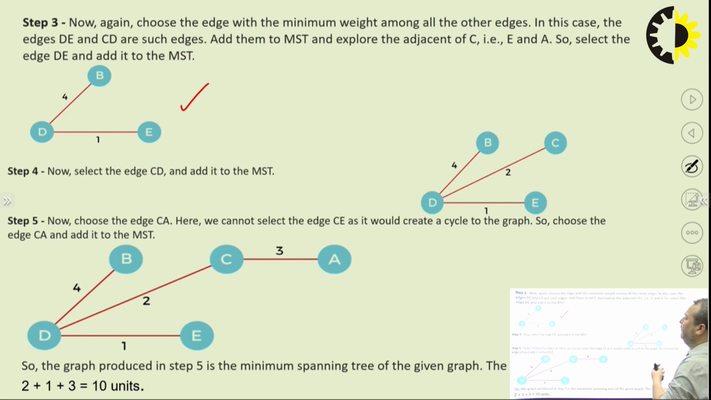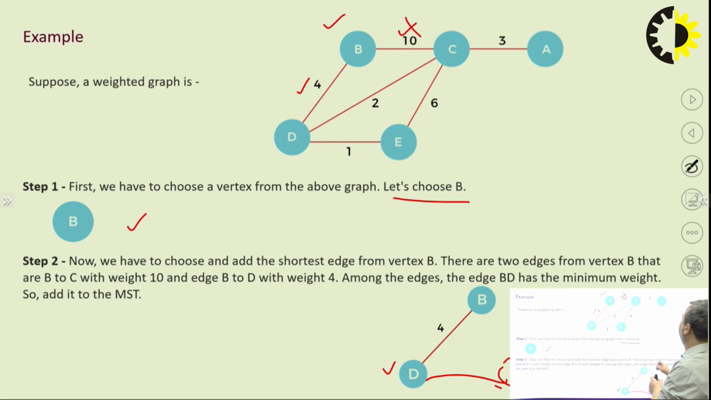Now we have 3 vertices: B, D, E. From B we have already identified. Now select the edge C, D. Why do we select C and D? Suppose we have B, D, E. We see from B to C it is 10, D to C it is 2, and from E, how many edges? E to D, E to C.